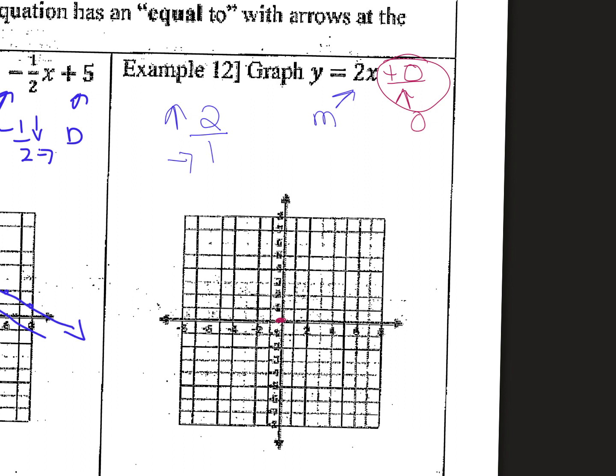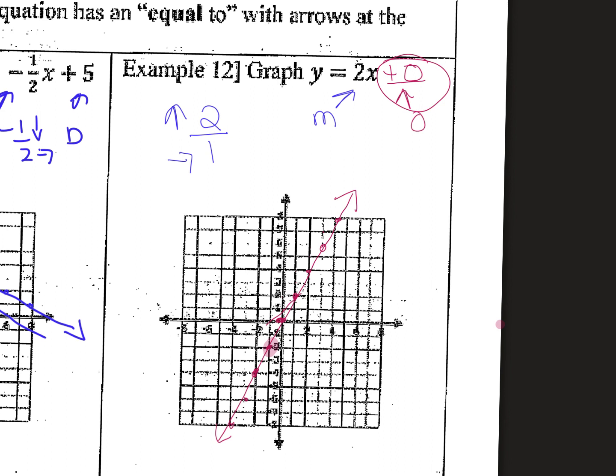And now, same thing, we're going to go up 2, 1, 2 over 1, up 2, 1, 2 over 1, and so forth until we run out of room. And connect it with a straight line. And when you do so, your graph should look something like this: positive slope with 2 over 1 as the slope going through your origin.